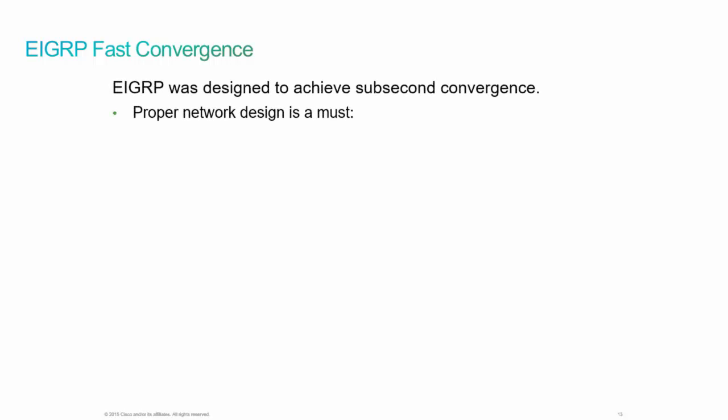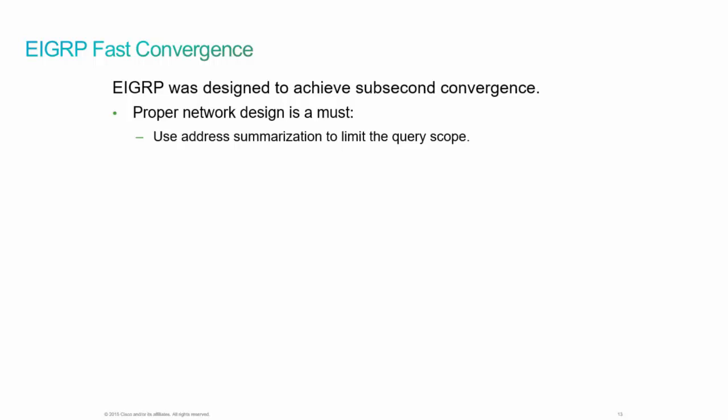Now, EIGRP was also designed to achieve sub-second convergence, but proper network design is an absolute must. So there are certain things that we can do to make sure that we can converge quickly with EIGRP. First is we can use address summarization to limit the scope of the queries. So we don't have to actually send a query until we lose the summary route.